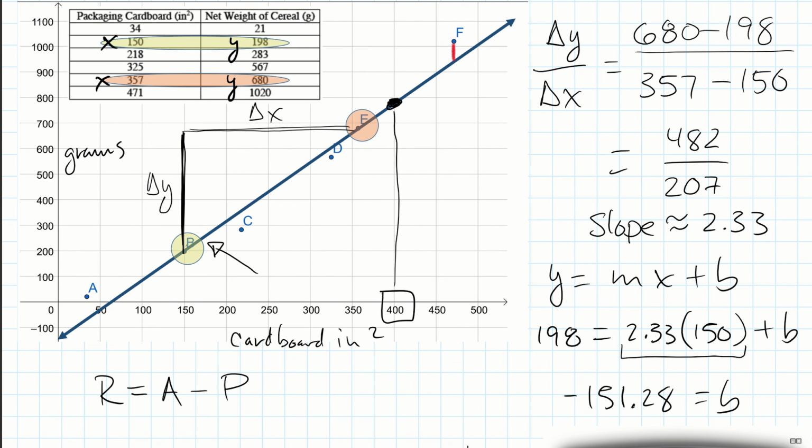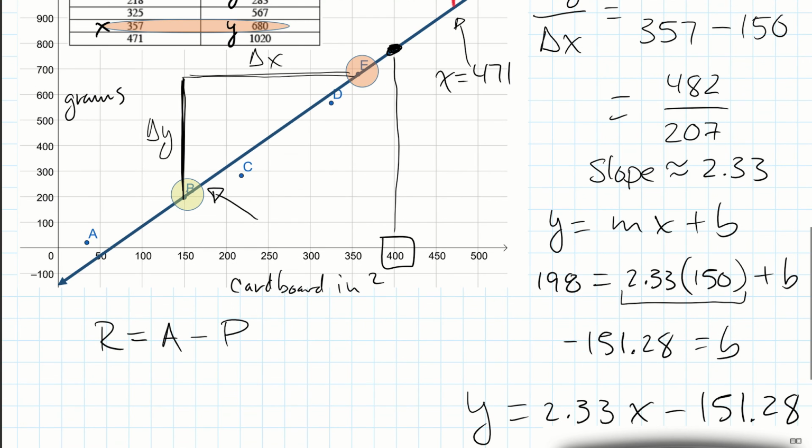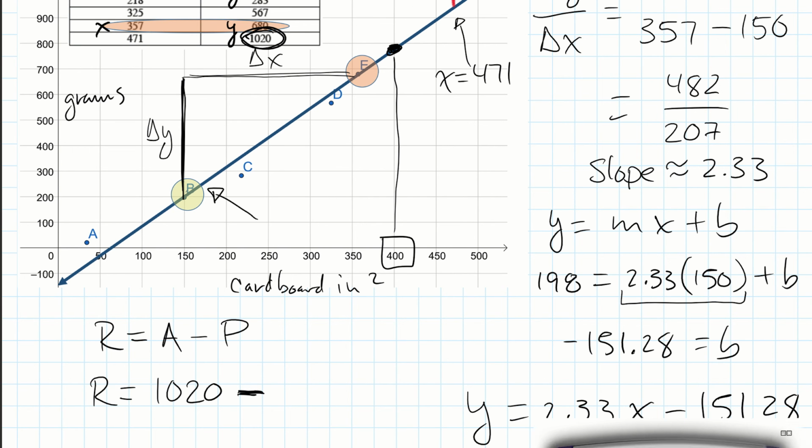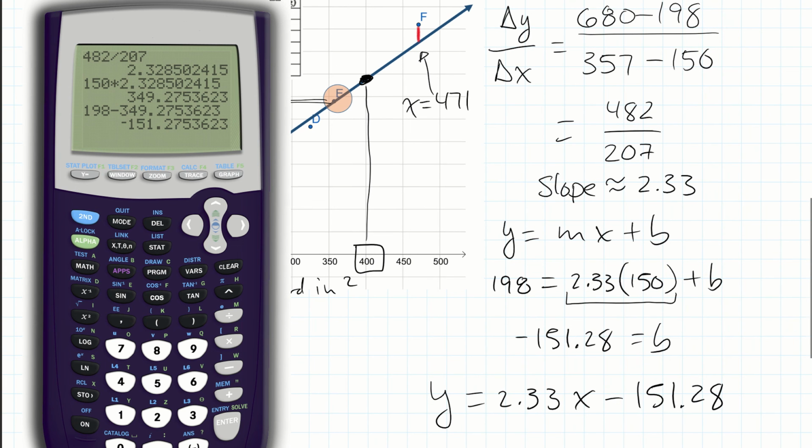So point F has an x value of 471. That's the x value that I'm going to use to get the prediction from my model. And it also has a y value of 1020. That's what the actual value is. So the residual is the actual, which is 1020, the value stored in the data set, minus what my model predicts. So I have to calculate what the model predicts using this equation. I'm going to put this number in for x, and the model is going to give me the prediction. The model says, take 2.33, multiply it by your x, and then subtract the 151.28. So let me clear this screen.